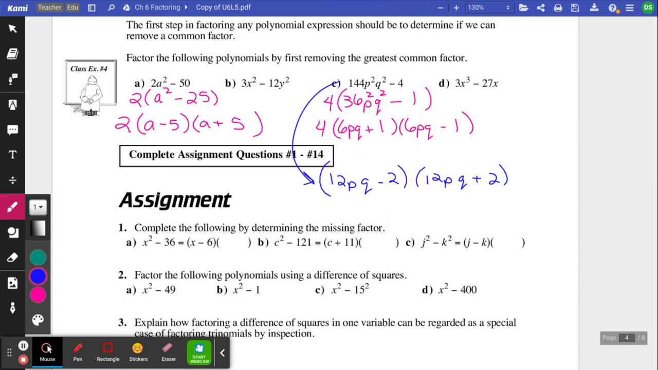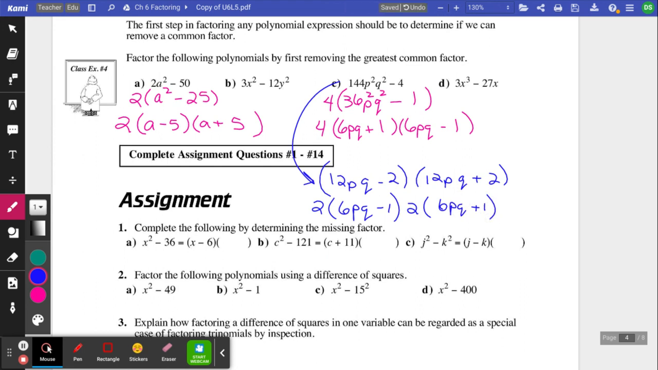What's common here? What do you see between 12 and 2? What's common? 2. You would have to remove the 2 and leave yourself with 6pq minus 1. But is there something common here? What's common between 12 and 2? No, 6 isn't common to 12 and 2. 2 is common, people. Everybody stop thinking. Okay, wake up. Think one more time. What is common between 12 and 2? 2. You need to remove the common factor, leaving yourself 6pq plus 1.